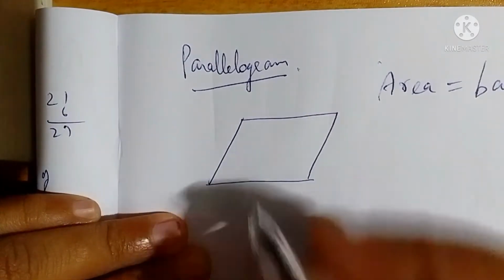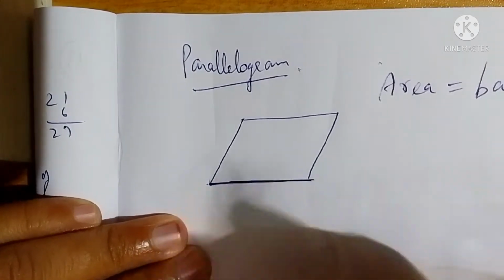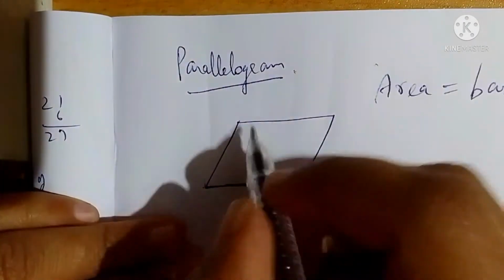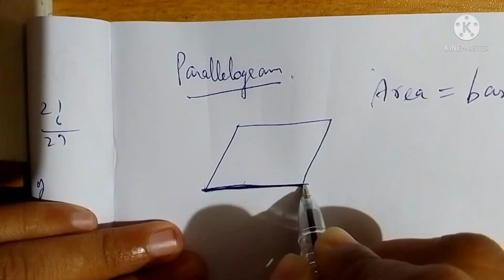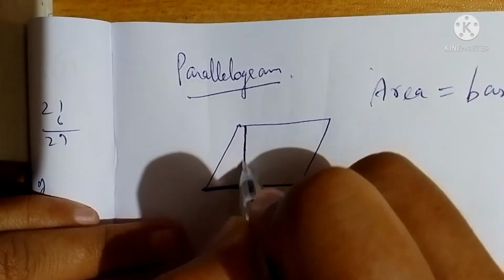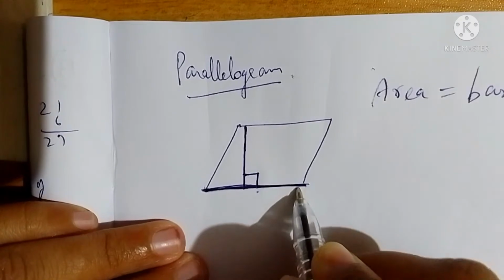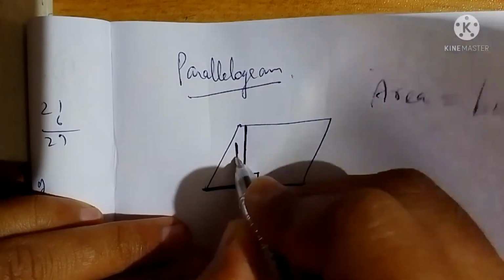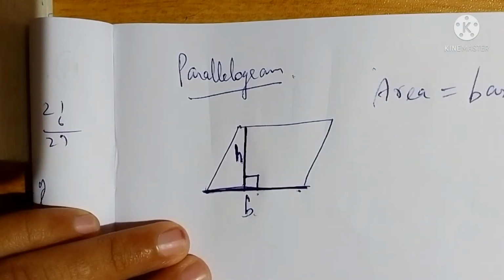You can take any one of the four sides of the parallelogram as the base. If this side is the base, what will be the corresponding height? You have to draw the corresponding height from the opposite side, perpendicular to the base. Whichever side we take as the base, the perpendicular drawn from the opposite side to it will be the corresponding height. So if this side is the base, the height will be this one.